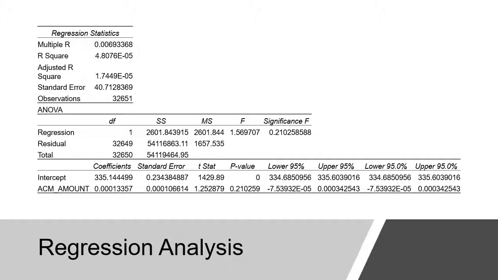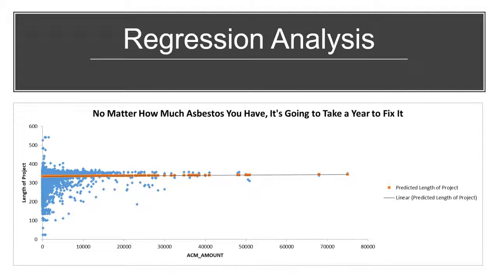Thanks, Alex. We decided to run a regression to test our hypothesis on whether the amount of asbestos can be used as a predictor of the amount of time it takes on these projects. And as you can see here, by the very low R squared and adjusted R squared, the fit of the model here is horrible. The p-value is very high, therefore we do not reject the null hypothesis and conclude that the amount of asbestos does not affect the length of the project.